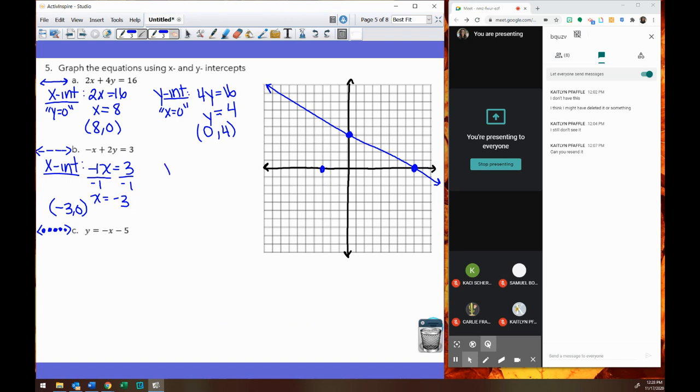Second one, find your y-intercept. That means x cancels out. And then some of us just got a little confused with the division. We're dividing by 2. So y is 1.5. So your coordinate is (0, 1.5). So plot (0, 1.5), and connect them.